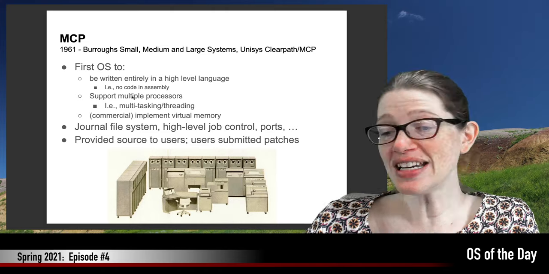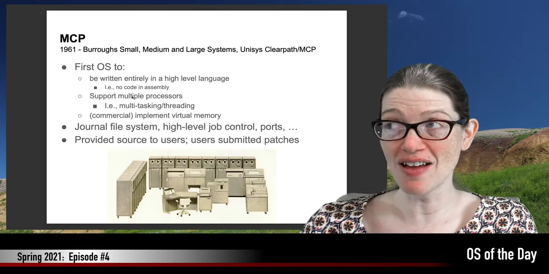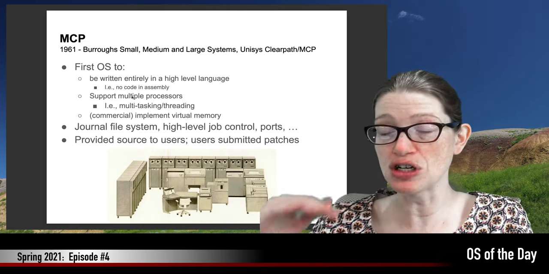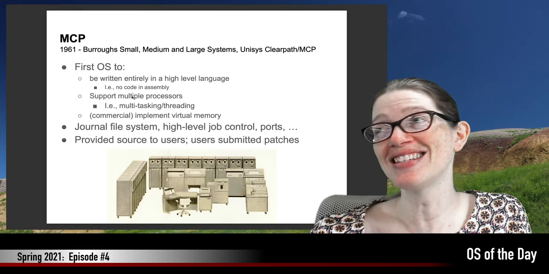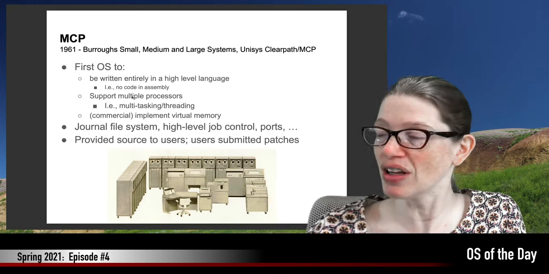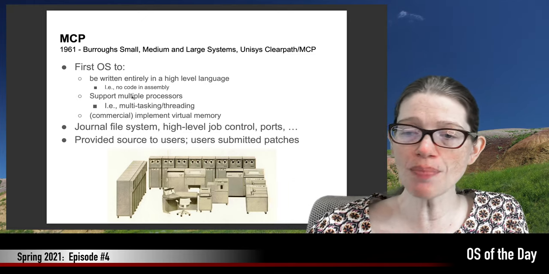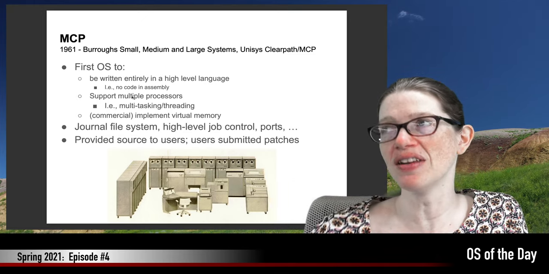All right, so this operating system is very, very important, by the way, in terms of firsts. It had a journaled file system, which is a very modern idea. Of course, this didn't come out in 1961; this came out in a later version. They had high-level job control. They had ports. They had all kinds of interesting things.